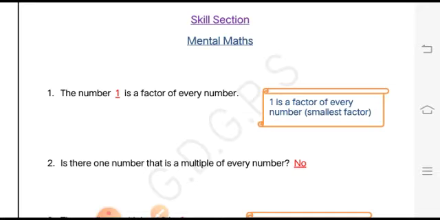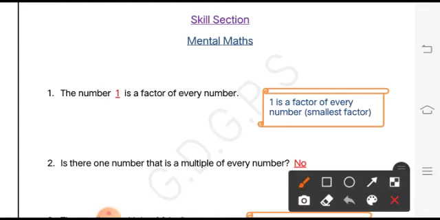As all of you know that 1 is a factor of every number. Whenever we find factors of different numbers, we have observed that 1 exists in the list of every number. So we write here 1, and moreover one thing to be noticed is that 1 is the smallest factor of every number.